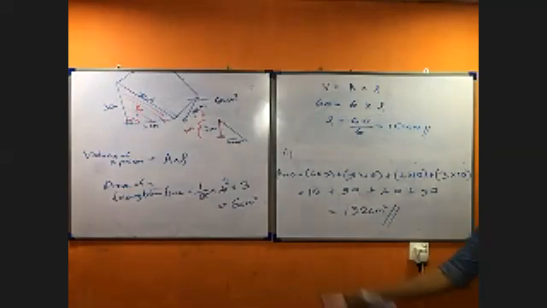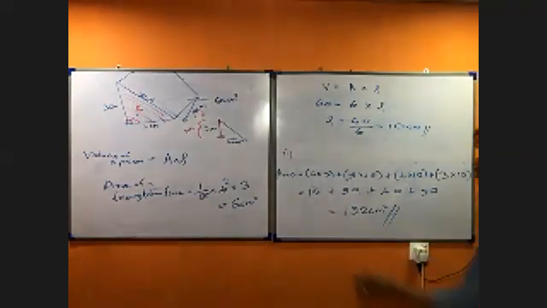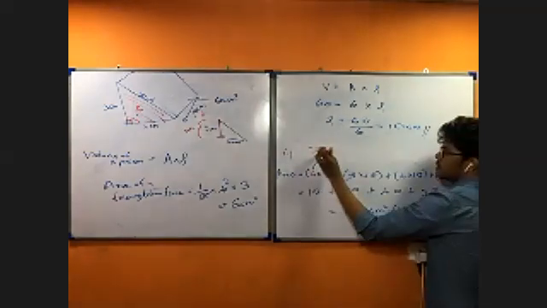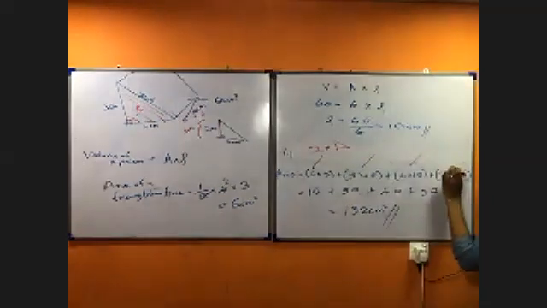And when finding the surface area, we have 2 triangular faces. This is one rectangular face, this is the other rectangular face, and this is the other rectangular face.